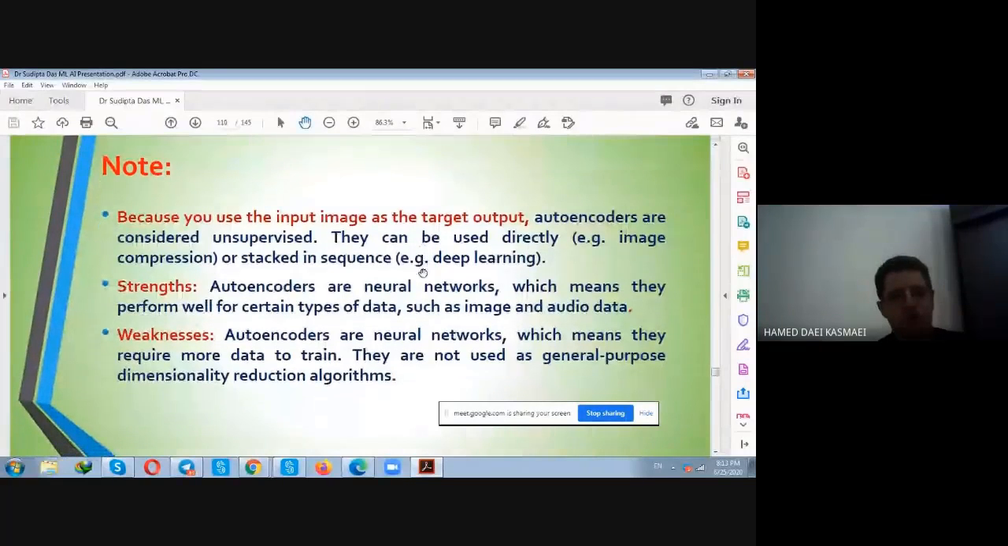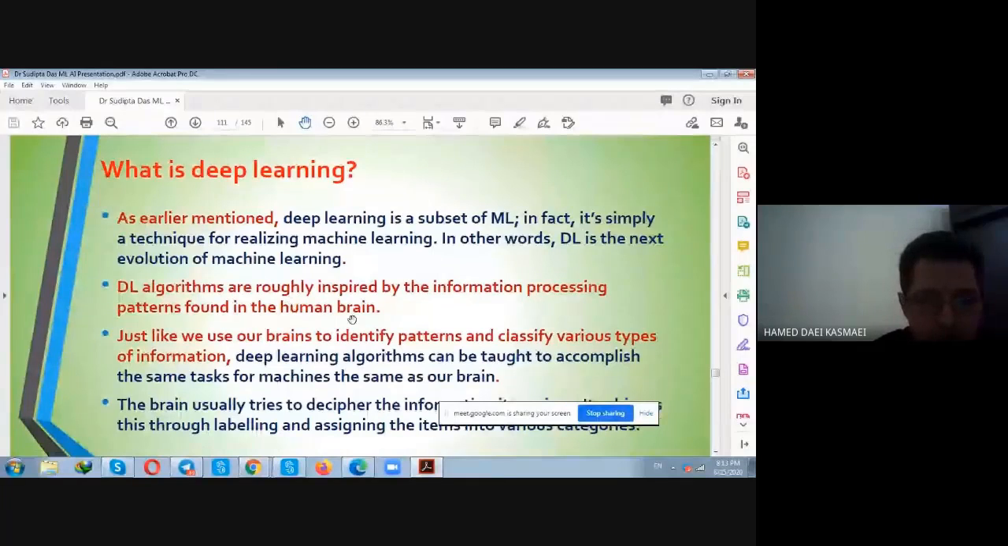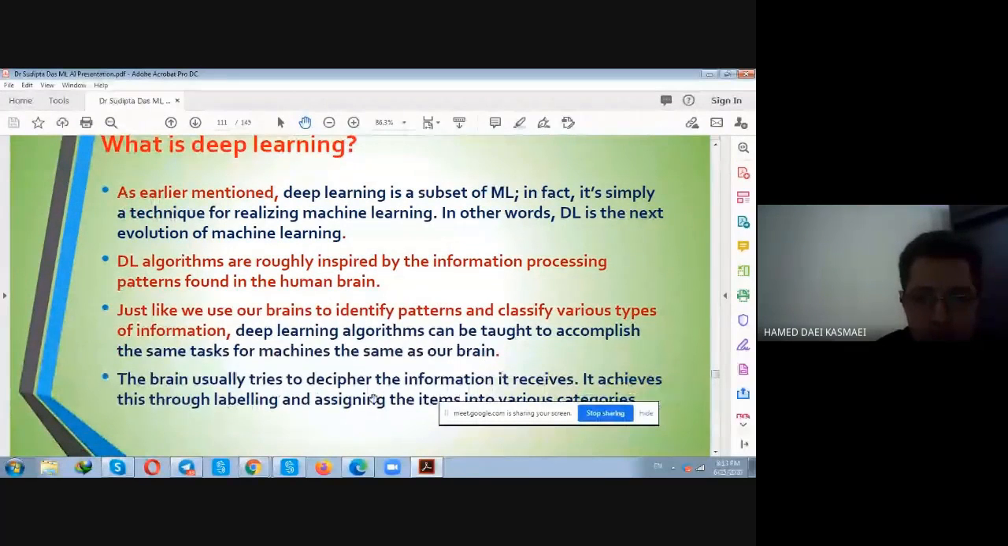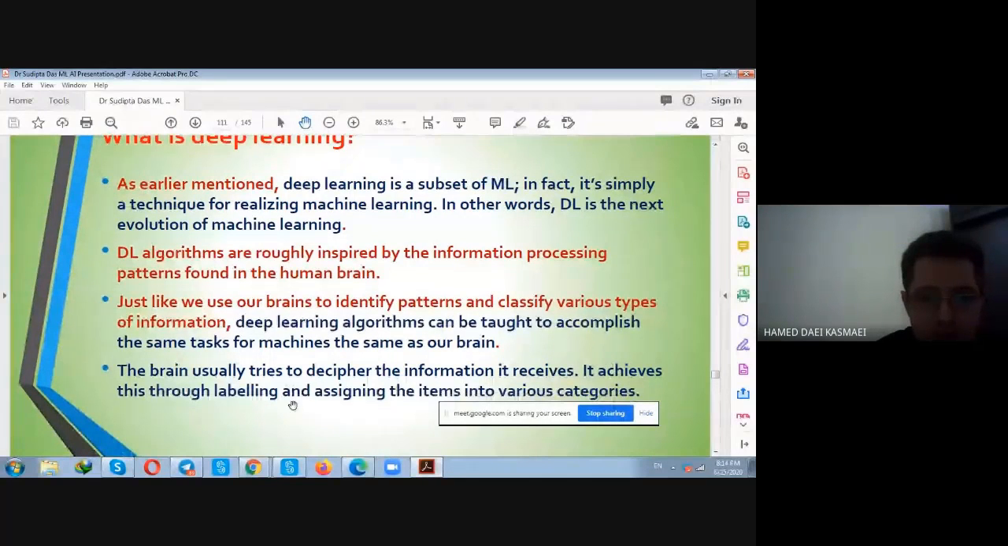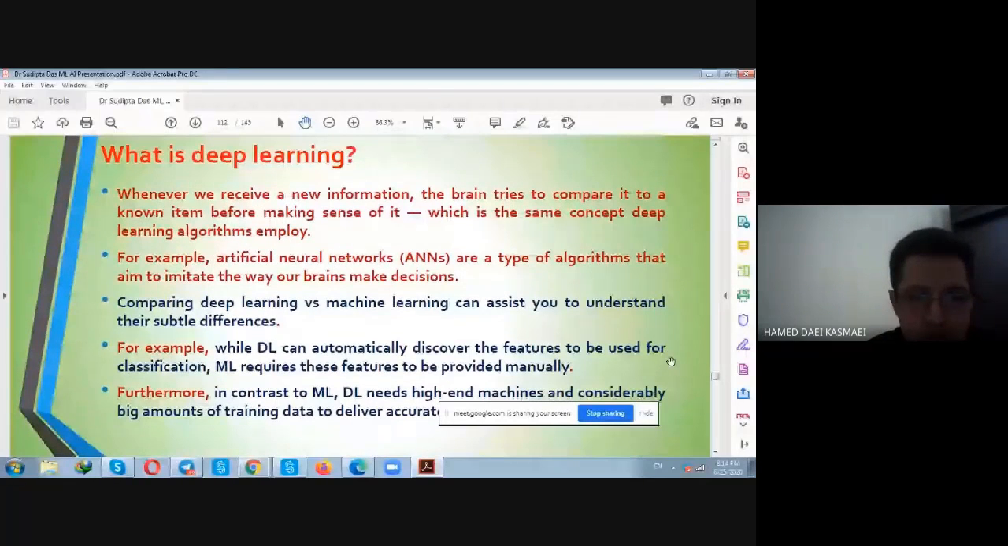Okay. So what is deep learning? As mentioned, DL algorithms are roughly inspired by the information processing pattern found in the human brain, just like we use our brain to identify patterns or classify various types of information. Deep learning algorithms can be taught to accomplish the same task for machines, the same as our brain. The brain usually tries to decipher the information it receives. It achieves this through labeling and assigning the items into various categories. So this is very important.